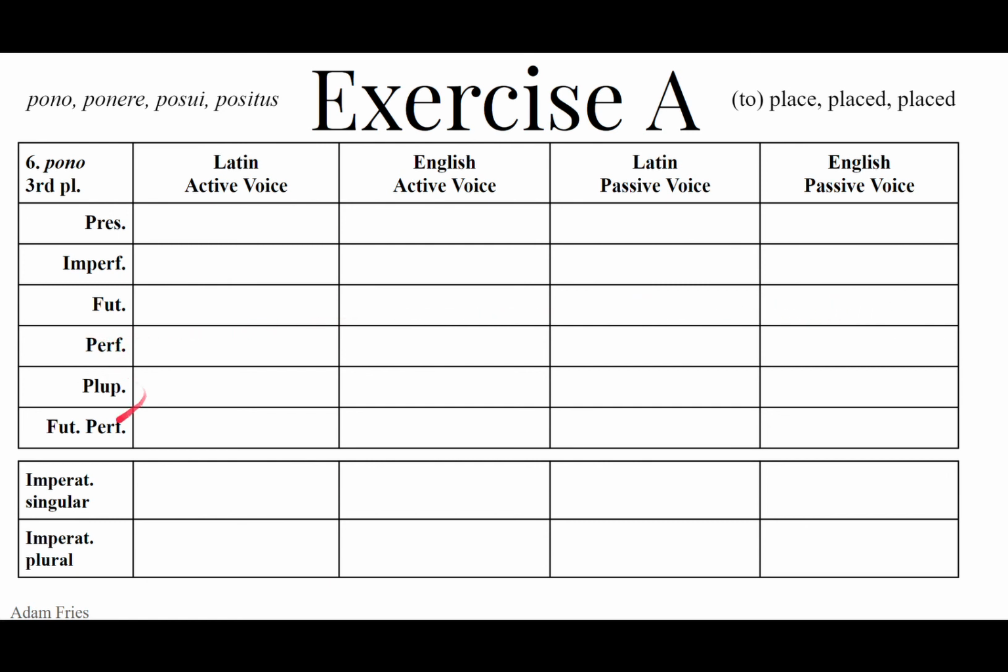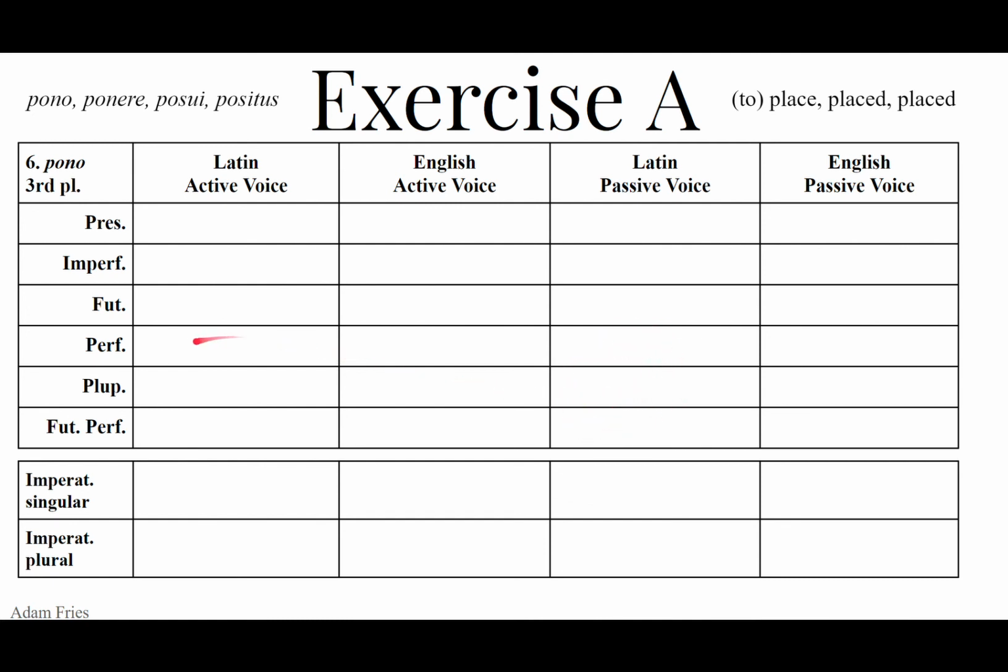The perfect, pluperfect, and future perfect use the perfect stem posu, from the third principal part, chop off the I. So write posu as the stem for the perfect, pluperfect, future perfect active. The passive uses the fourth principal part, positus. Treat it like an adjective with the first and second declension, positus, a, um, but make sure it's plural. So positi for the masculine, positae for the feminine, posita for the neuter. Then we'll add a helping verb.